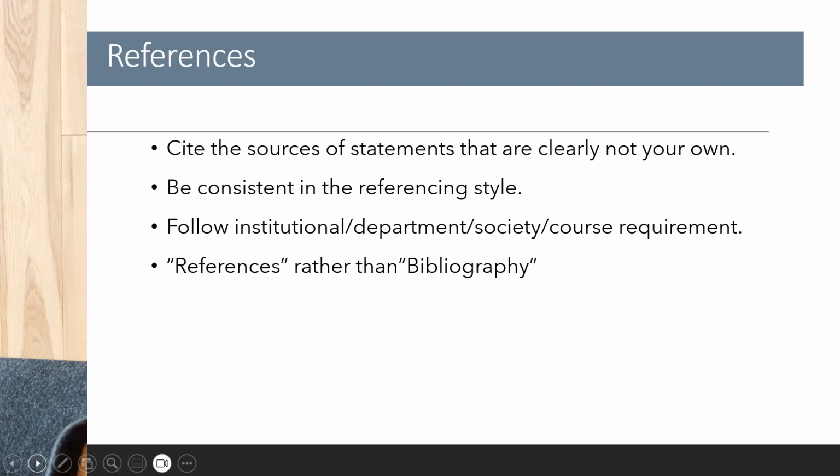For the remaining parts of the paper, here we have the references. Cite the sources of statements that are clearly not your own. Be consistent in your referencing style. So you follow whatever is given or advised to you by the department or the institution or the society to which you belong. And then use the term references, instead of bibliography.